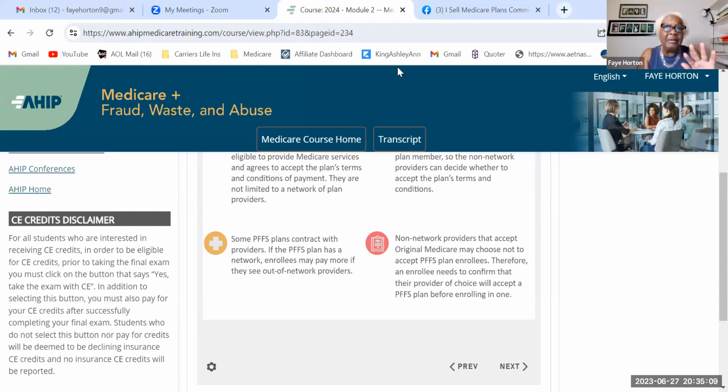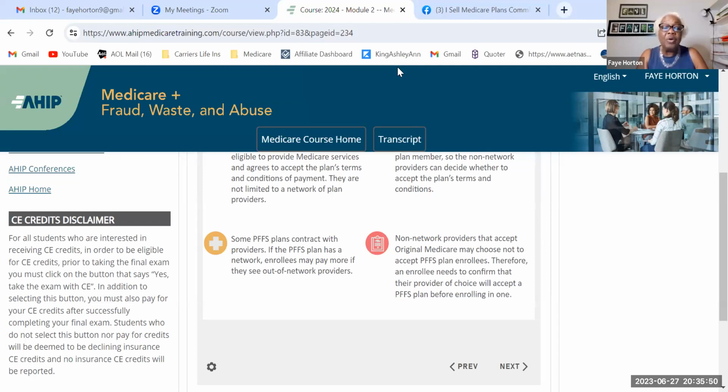But remember, you're not tied to a network. You don't have to use the network as long as the provider accepts Medicare services and agrees to accept the payment from the plan. Non-network providers that accept Original Medicare may choose not to accept a private fee-for-service plan member. Therefore, an enrollee needs to confirm that the provider of choice will accept the private fee-for-service plan before enrolling in one.